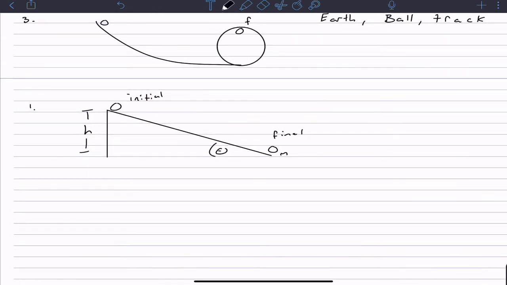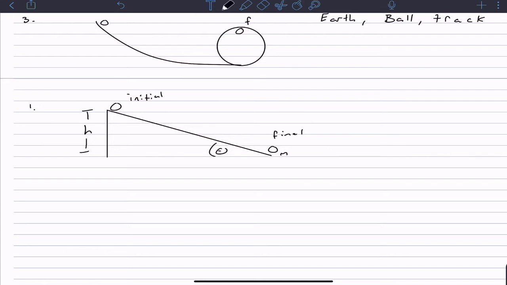So in the chapter, if you read the book, it tells you that potential energy is path independent. That means it doesn't matter how this ball gets from here to here. All we're really considering is how much gravitational potential energy it has up here and how much it has down here. So at the top and the bottom.